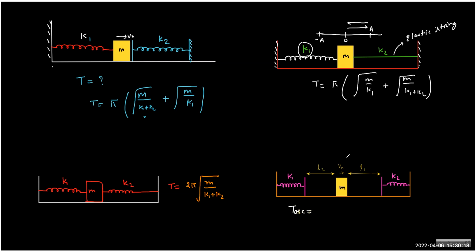You come here, you compress, you come back, you come here. You go here, you compress, you come back, and then you come here. This is one oscillation. Understood? If you understand the oscillation, then you can do this question.